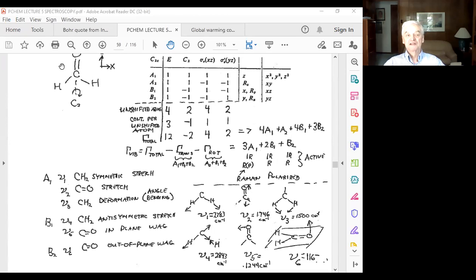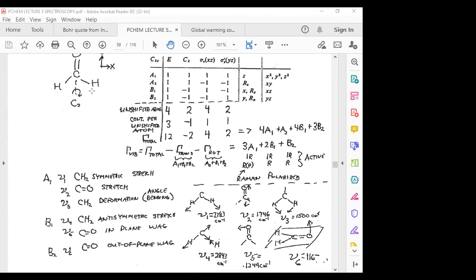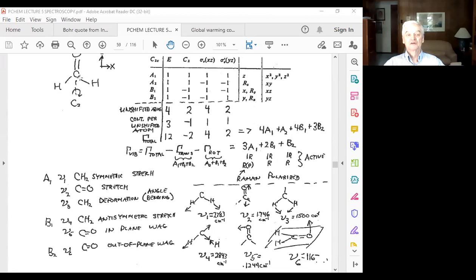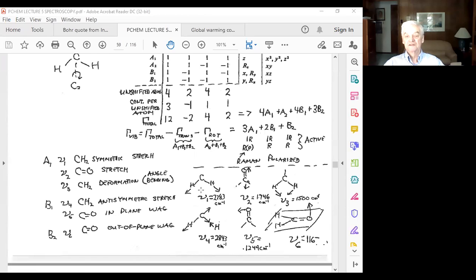If you look at the CH2 part here, you'll see this is a lot like water. So you'd expect that you can have a symmetric stretch of the CH2 group, or you could have an anti-symmetric stretch. And over here on the right, I have pictures of those vibrations. So keep in mind that if I don't show you a dynamic model where the bonds are actually vibrating, I indicate it with vectors.